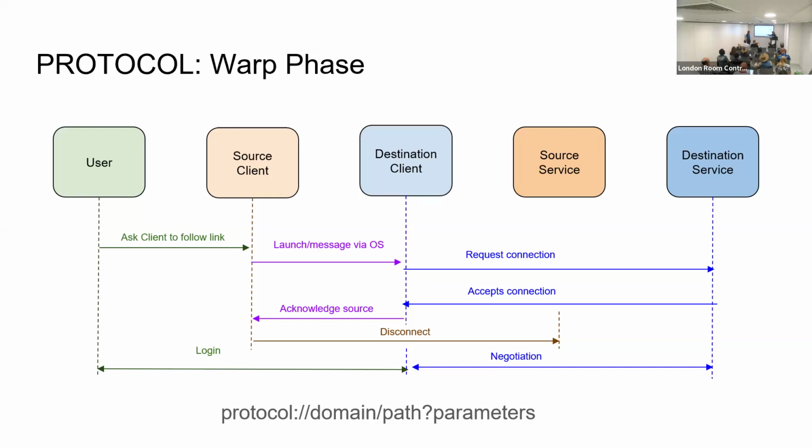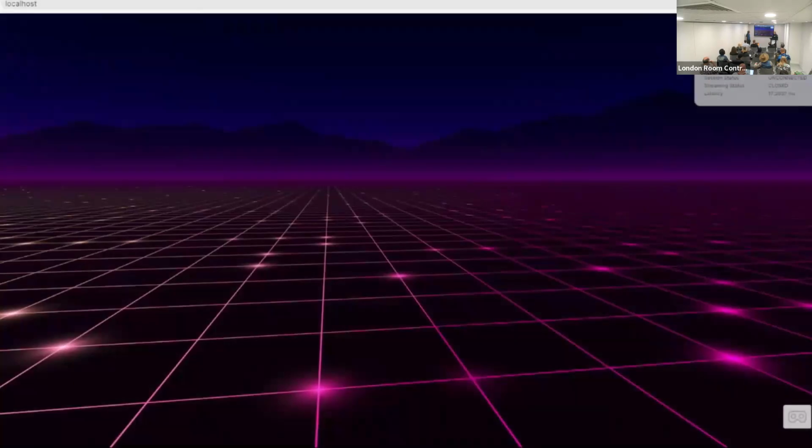If they need to log in, they can do that. There's negotiation between the destination client and the destination service. But we're done. You've transmitted yourself from one application, from one metaverse to another. So it should look something like this. And this is the demonstration that we've built.